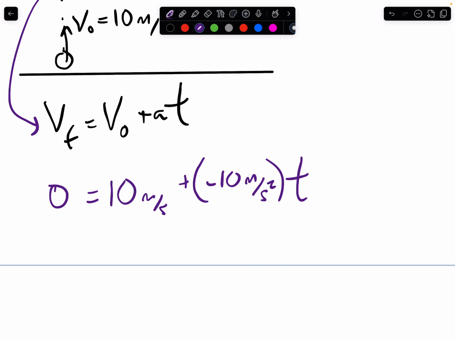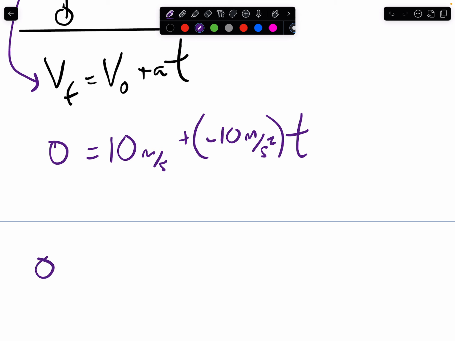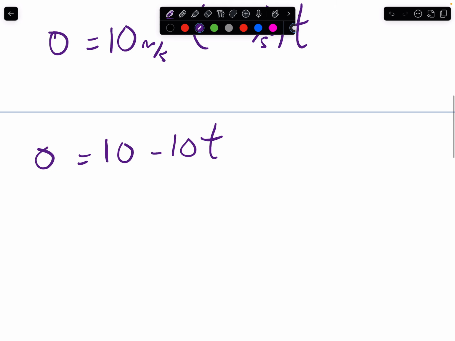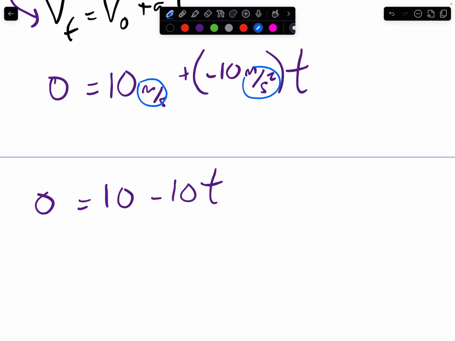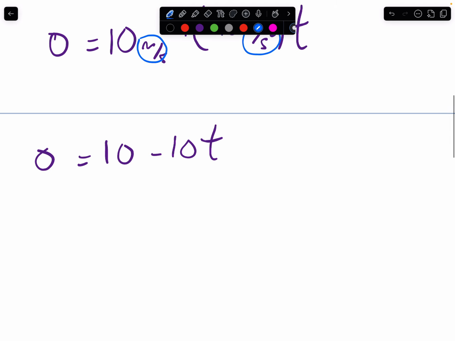All right, let's rewrite this. So 0, and I'm going to leave the units off here, is equal to 10 minus 10t. Algebra. Strictly speaking, I should not be leaving these dimensions off, but they can get you a little confused. So for now, we'll leave those aside because you're used to seeing algebra equations like this. I'm going to solve for t.